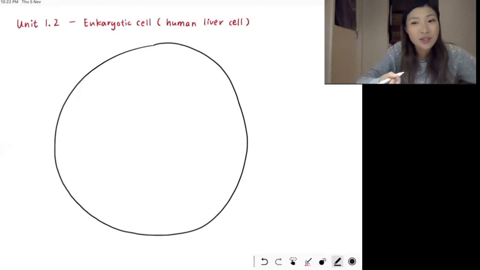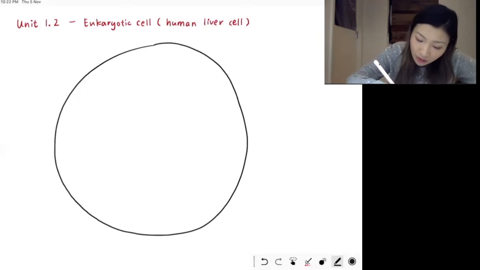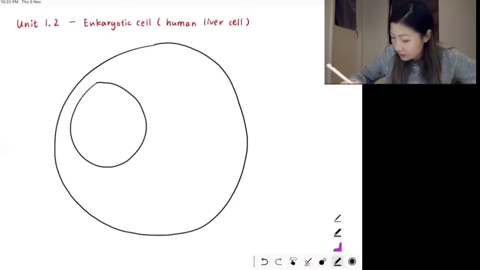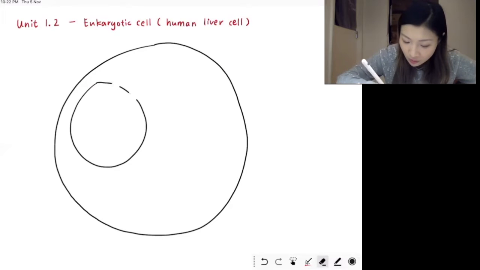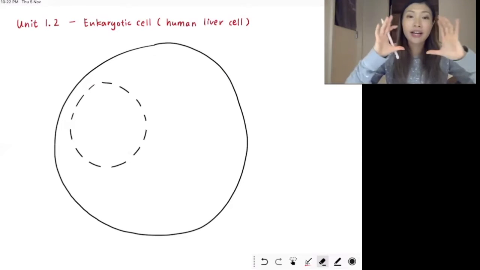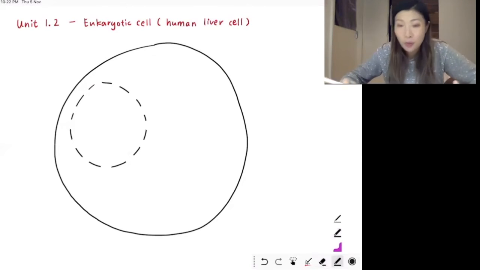For the nucleus, because the nuclear membrane has pores, this is how I would usually draw it. It's up to you. You can draw another circle inside first, and then use a little eraser to clean up parts of the circle like this, so it creates a nucleus with a nuclear pores sort of effect.